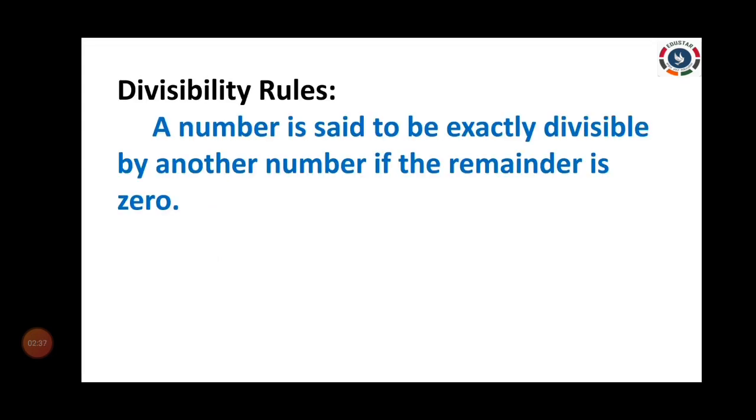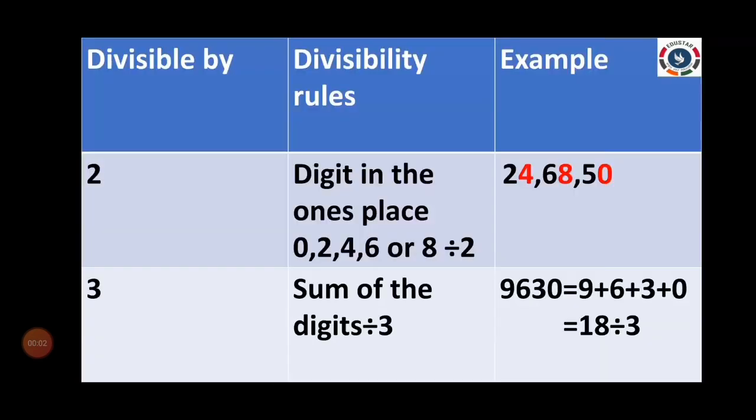Then divisibility rules. A number is said to be exactly divisible by another number if the remainder is 0. Make 3 columns. Make 10 rows. So write down the heading divisible by and divisibility rules and their column example.